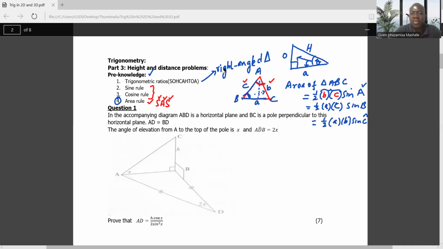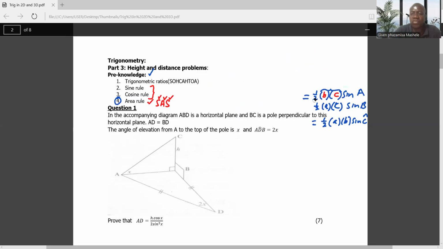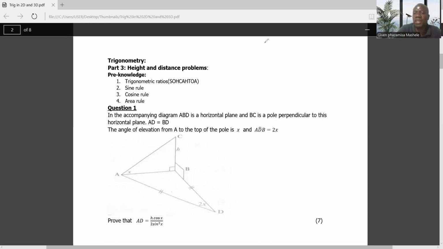Let me try to explain them. In most cases, ladies and gentlemen, we use sine rule or cosine rule when SOHCAHTOA fails. If SOHCAHTOA starts to fail in a triangle, then we have to opt to use sine rule or cosine rule, because remember, SOHCAHTOA is only applicable when you have a right angle triangle. Immediately, if you do not have a right angle triangle, then you cannot use SOHCAHTOA.